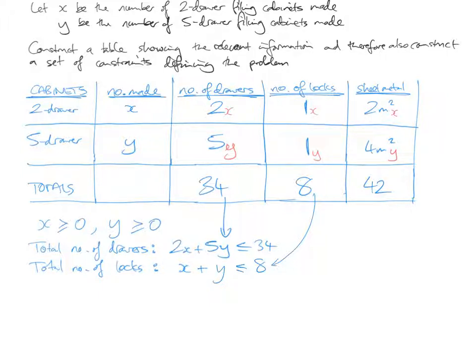And then the last constraint is the total area of metal. In the last column there, 2 square meters times the number of 2-drawer filing cabinets made, so 2x, plus 4 square meters times the number of 5-drawer cabinets made, y, is going to be less than or equal to 42. Where does that constraint come from? It comes from the final column here, and we just need to make note that anything we find there is going to be in square meters units, alright?